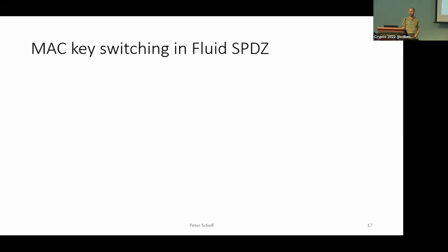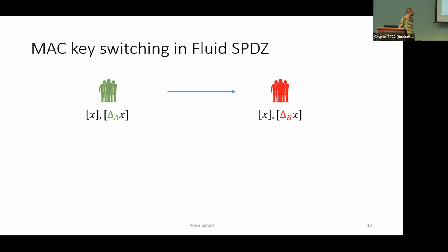Okay, so I'm not going to go into the details of most of this, but let me just say a little bit about this MAC key switching protocol, which we use. So recall that the goal is to transfer a MAC of some secret shared value X from one committee to another, where the starting committee on the left will have it authenticated under, say, a MAC key delta A, and the goal is to transfer this to the right committee under their key, which we call delta B.